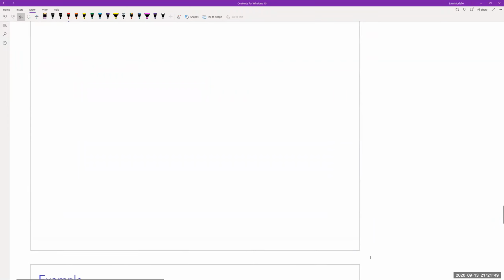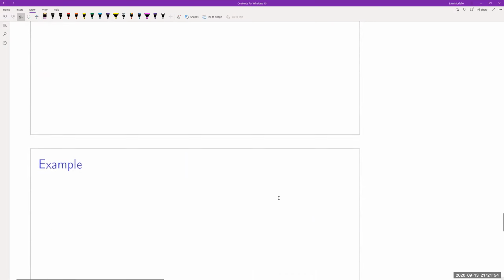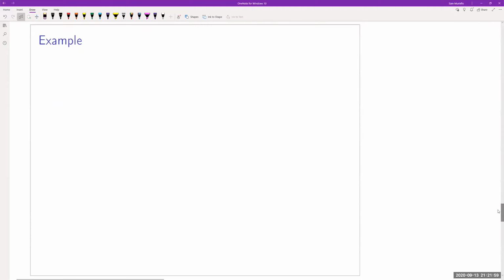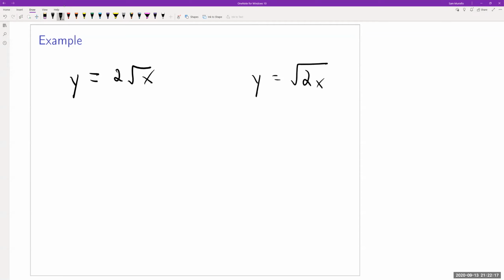Let's do one final example that brings everything together here. Actually, let's do one first short example, and then we'll do one that brings everything together. First, I just want to focus on y is equal to 2 square root of x, and compare that to y is equal to the square root of 2x. In this first case, what I've done is a vertical stretch.